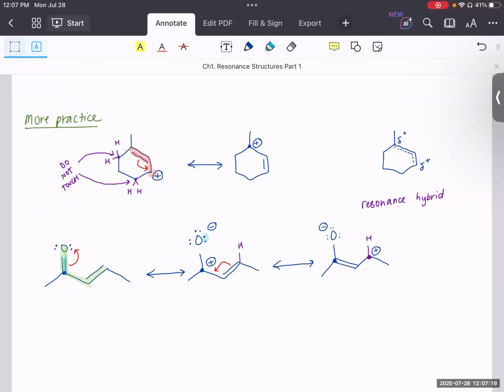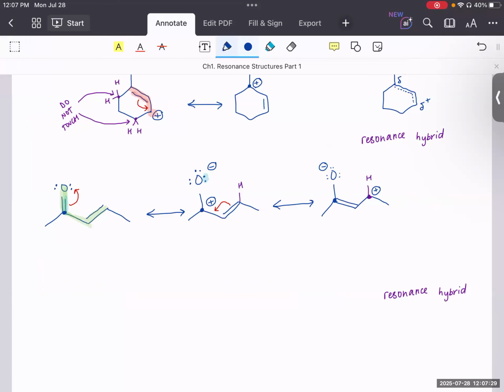All right, so from here we can draw in that final resonance hybrid for the structure, which will look something like this, where we draw in that skeletal structure first, and then we add in the dashed lines to represent everywhere where we had a double bond, which is across that entire system. And then from here, we can add in those charges.